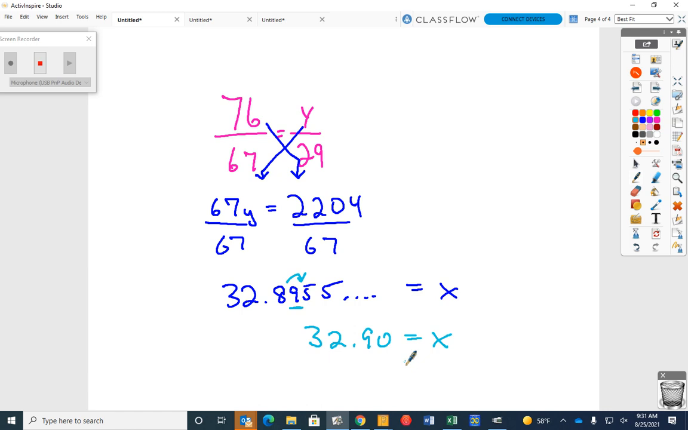Now, sometimes there might not be a decimal. I'll show you one that won't have a decimal. Okay, Lucas, question. You need to put the 0 after it. You do not. 32.9 is the same value as 32.90.